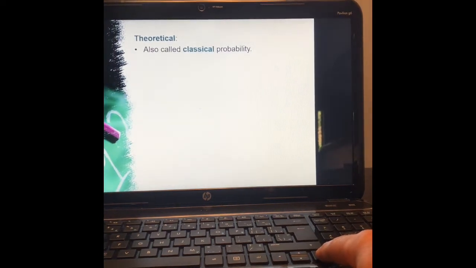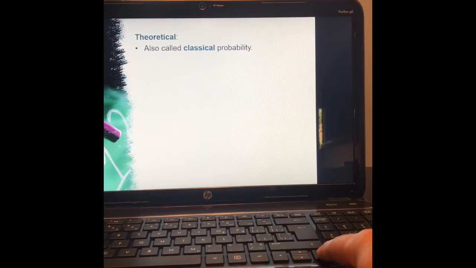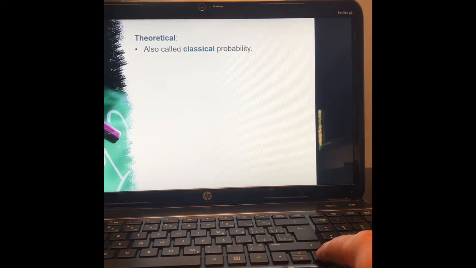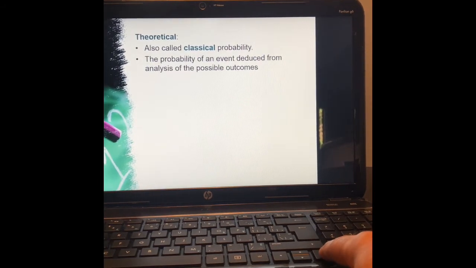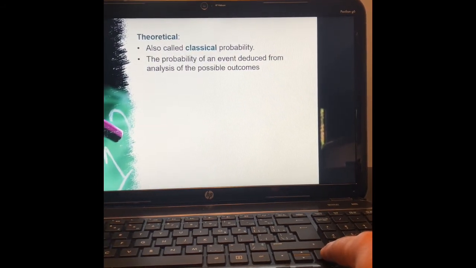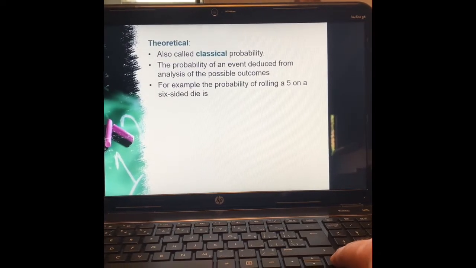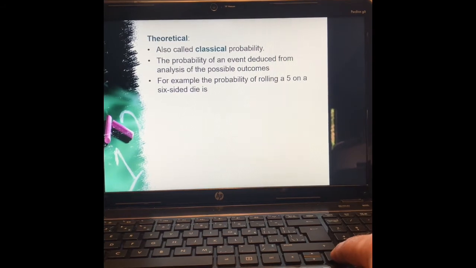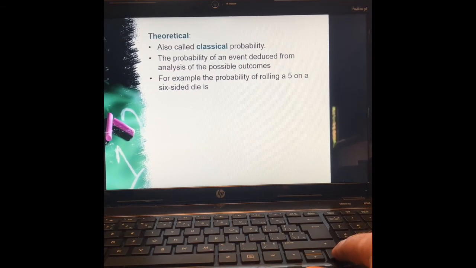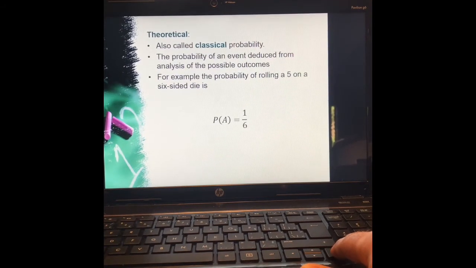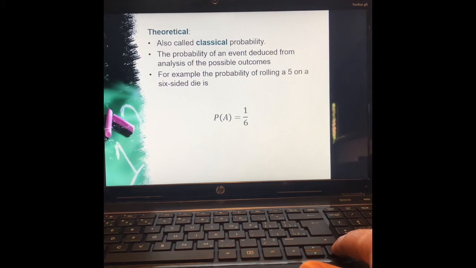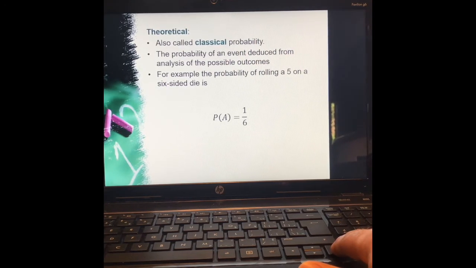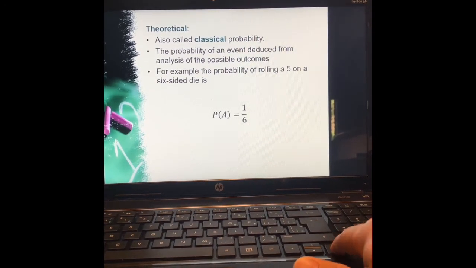Theoretical, that's what the majority of this unit is going to be about, and that's called classic probability. Using counting techniques, you solve the issue. Probability of rolling a 5 on a 6-sided die. How many 5s are there? There's 1 out of how many possible? There's 6. There's your theoretical, which is, again, what the majority of this unit is going to be about.